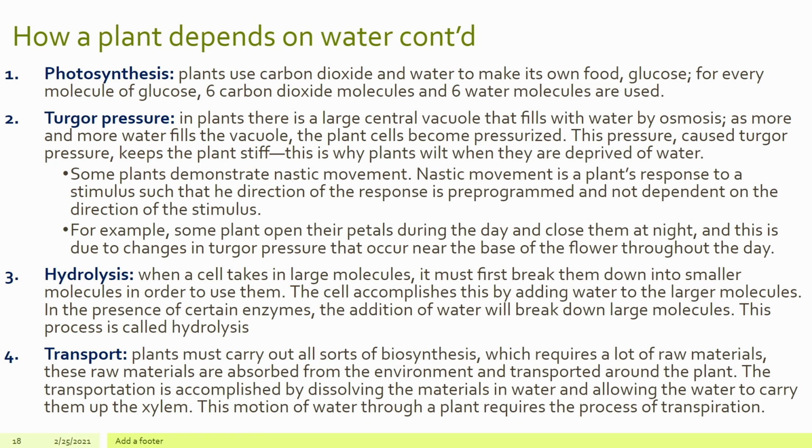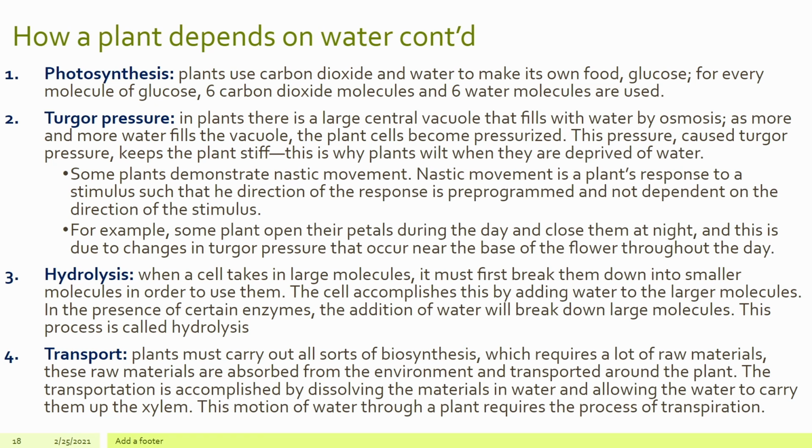The development of turgor pressure is important to keep plants upright or in the right position. In plants, there's a large central vacuole in their cells, and that fills with water by osmosis. As more and more water fills the vacuole, plant cells become pressurized, and this pressure causes turgor pressure. It keeps the plant stiff. It doesn't cause the cell to lyse, because remember, plant cells have cell walls, so they don't separate or bust. But plants can wilt or they can plasmolyze when they're deprived of water and their turgor pressure decreases or their central vacuoles deflate.